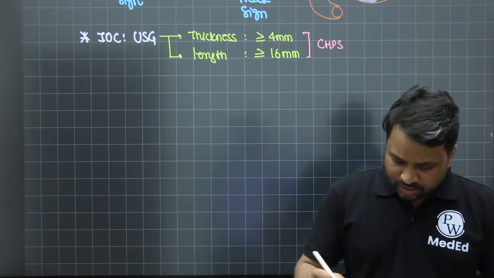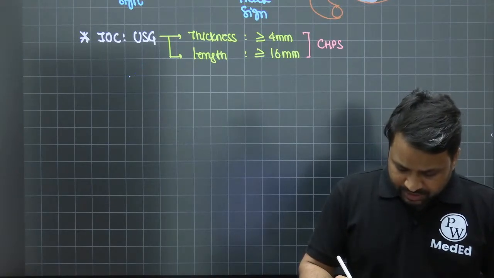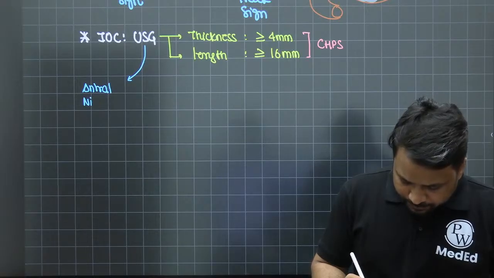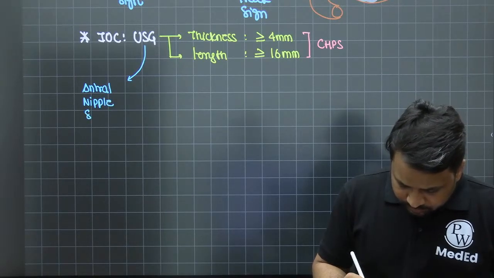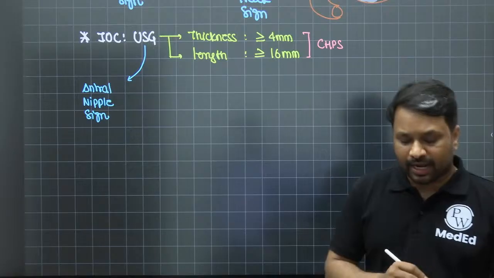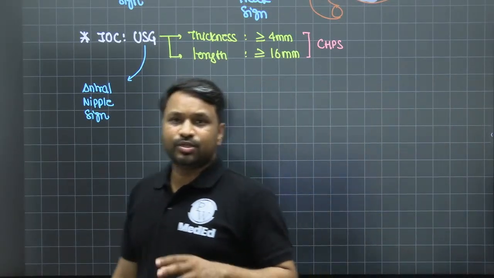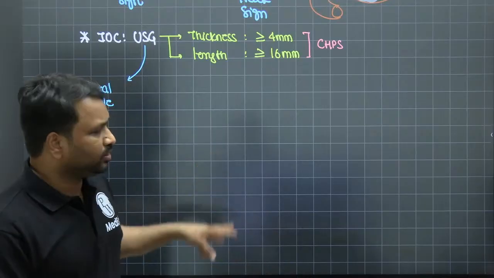If you look at it radiologically, your radiologist will tell you that you will find signs like the antral nipple sign. This is called the antral nipple sign that is going to be seen on an ultrasound. Okay, it will appear like an antral nipple sign.